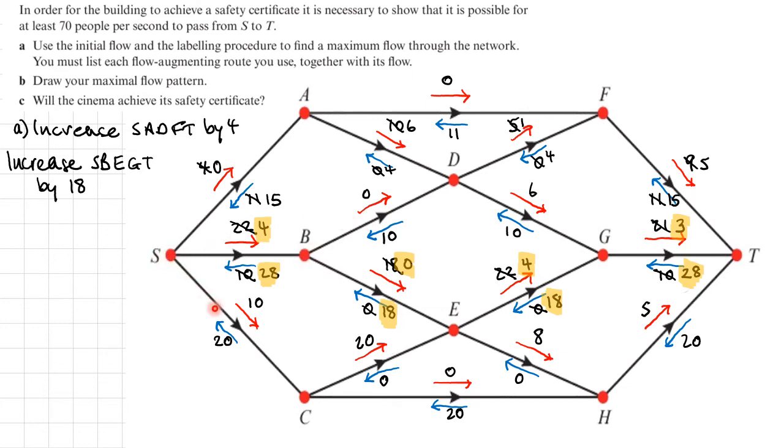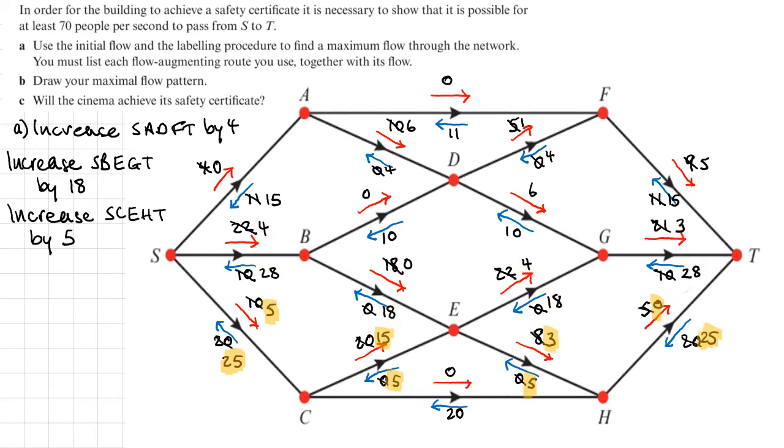So let's go to C. SC, there's 10 there. C to E, that's 20 there. E to G, that's going to be 4 and then 3. But if I go 8, 5, I can get an increase of 5 rather than just an increase of 3. So we'll do route S, C, E, H, T. I'll now go along that route and make those changes. Those changes have been highlighted so you can easily see them.